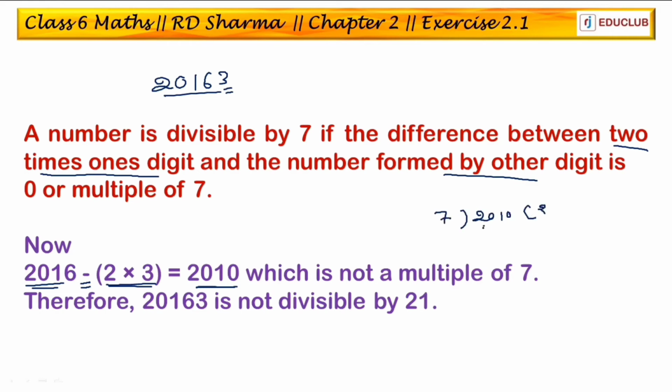7 2s are 14, remainder 6, 1; 7 8s are 56, remainder 5, 0; 7 7s are 49, and the remainder is 1. So it is not completely divisible. So 2010 is not a multiple of 7, or 7 is not a factor of this number. So it is not divisible by 7. It is divisible by 3, but not by 7, so we can say 20163 is not divisible by 21. It should be divisible by both; then only we can say it is divisible by 21.